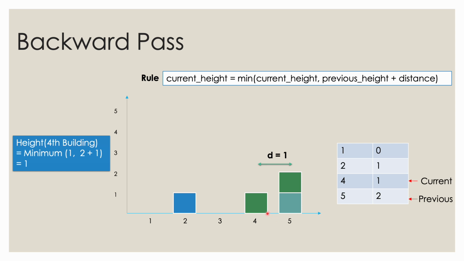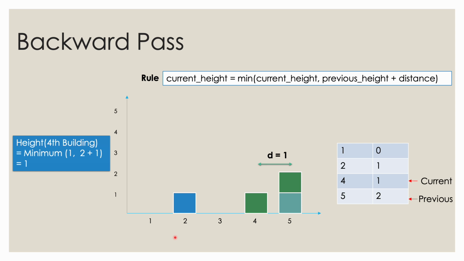Now when I'm standing at the 4th building, if from 5 I see how 4 will get, my 5th building has height 2. What is the maximum I can go? I can go 2 plus 1. Adjacent building heights can differ by 1, so this can be 3. But my current restriction says it can be 1. So we take the minimum of 1 and 3, which is 1. So the restriction of the 4th building is 1.